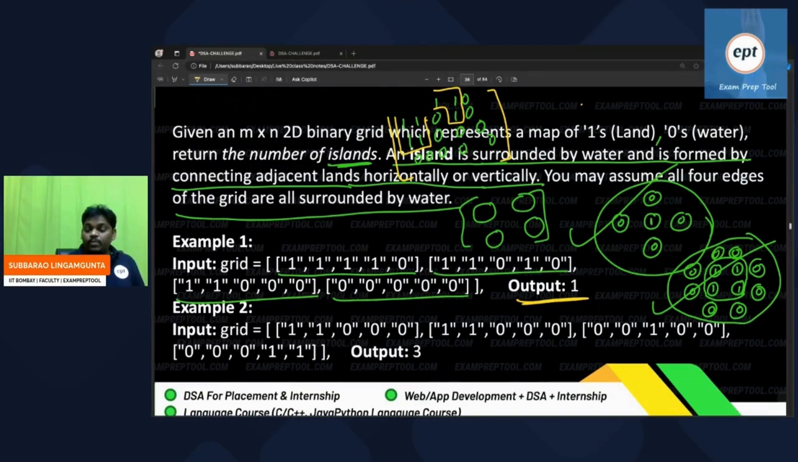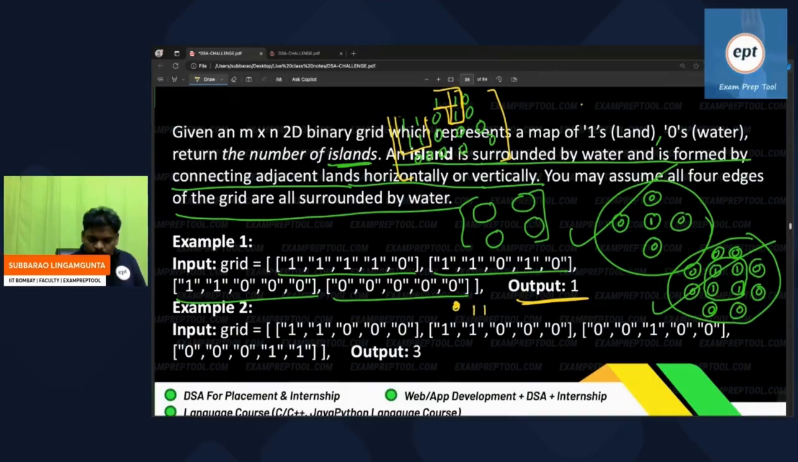Some people ask, what is an island? See the definition. An island is surrounded by water and is formed by connecting adjacent lands horizontally or vertically. See, this is horizontal. This is vertical. So like this. Now example 2. Can you see example 2 also? I'm writing it one by one.